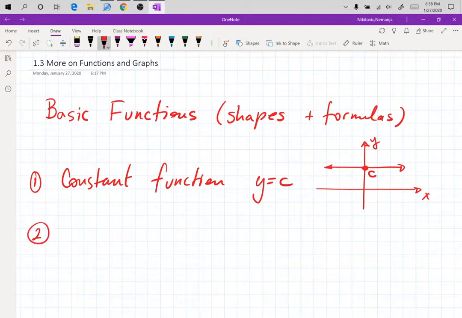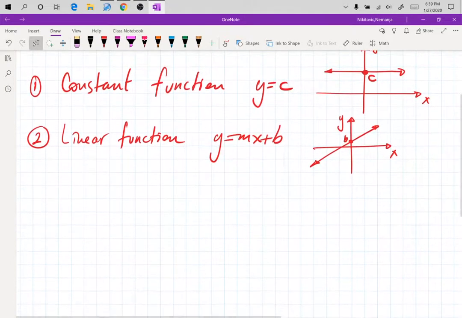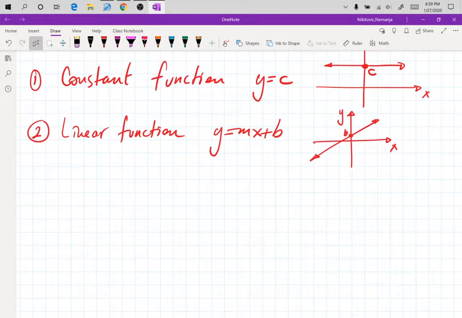Number two is the one that you already know, linear function. Y equals mx plus b. And you know that's some kind of a slanted line. It could be positive, could be negative, right? It goes through value b, which is the y-intercept. So you already know all about these two.